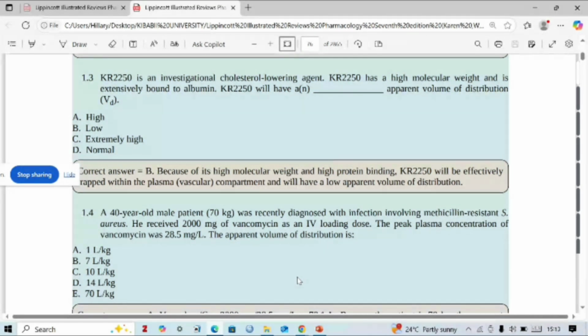A 40-year-old male patient with a weight of 70 kg was recently diagnosed with infection involving methicillin-resistant S. aureus. He received 2,000 milligrams of vancomycin as an IV loading dose. The peak plasma concentration of vancomycin was 28.5 milligram per liter. The apparent volume of distribution is. So can we get the response kindly? I'm giving you 2 minutes to work it out.